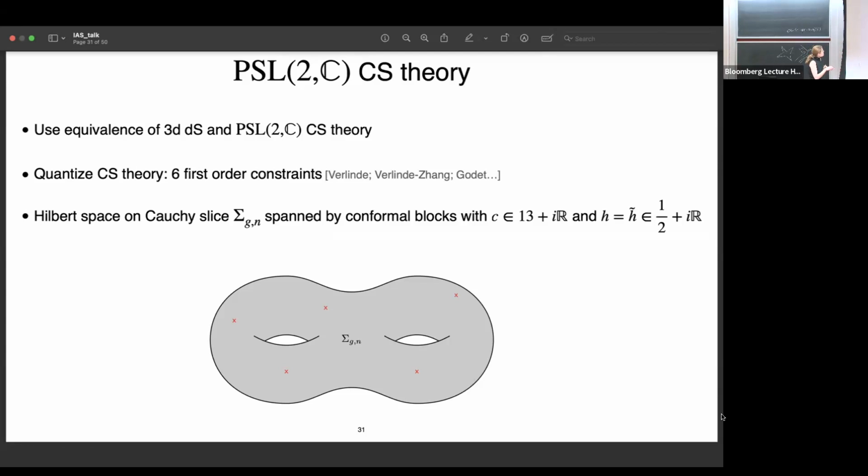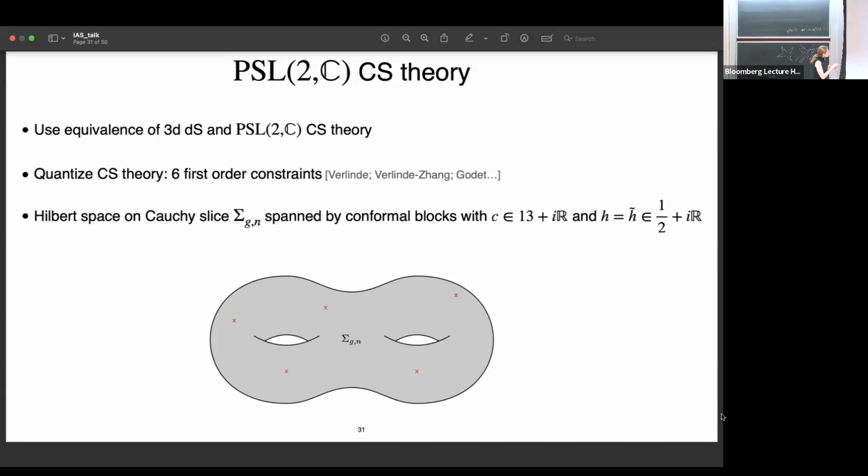We can use that 3D de Sitter can be equivalently represented as some PSL2C Chern-Simons theory. And what we can do then is quantize this PSL2C Chern-Simons theory. So take some Cauchy slice sigma g,n, and let's quantize this theory. Let's find the Hilbert space of this theory.